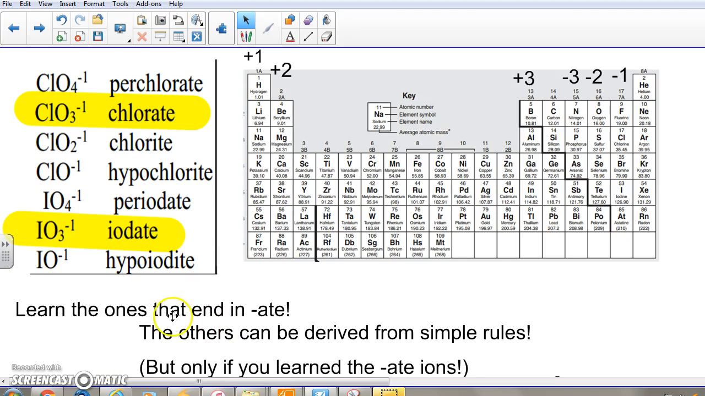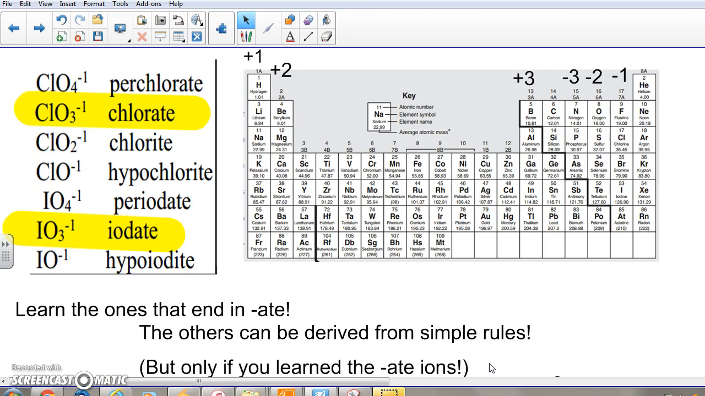What we want to do is learn that chlorate is ClO3 with a -1 charge, and the iodate is IO3 with a -1 charge. There's really no trick to that. You just have to memorize that. So if you can memorize that, we can then derive all of the other names by a few simple rules. But using these rules relies on the fact that you have learned the ones that end in ATE.